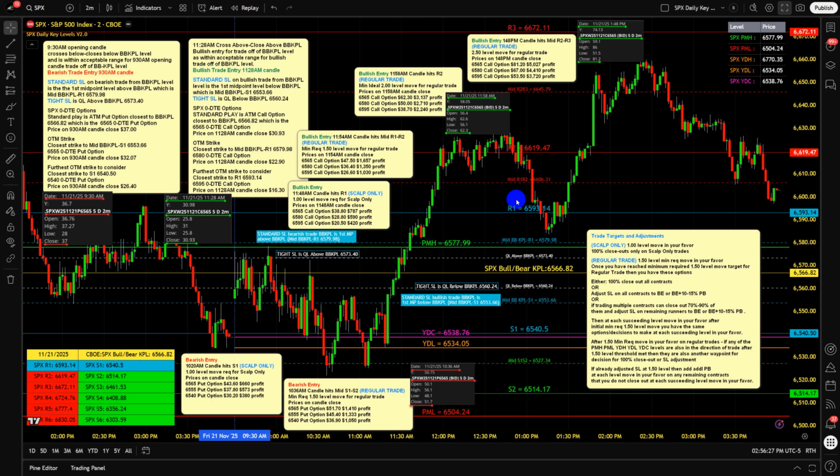You would turn on the QL level in the user control panel if you prefer to use the tight stop loss in a bearish trade from R1, and you would use that level, and the standard stop loss would be the first midpoint above the R1 level, as that's the level you're trading. If we were instead taking a bullish trade from the bull bear KPL, then our tight stop loss, if we prefer to use that, is the QL below the BBKPL, and a standard stop loss on a bullish trade from this level is the midpoint below.